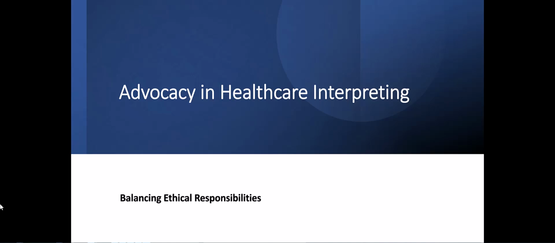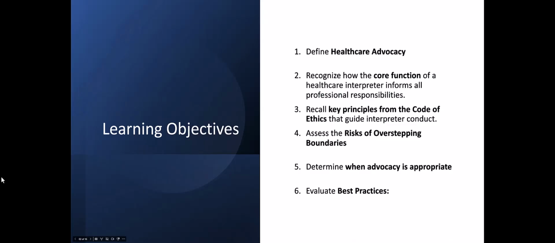In this presentation, we are going to take a look at how interpreters can balance ethical responsibilities with advocating. We're going to start by defining advocacy in healthcare so that we can better understand what advocacy entails in a healthcare setting, especially for patients facing linguistic and cultural barriers. We're also going to once again describe the interpreter's primary role, the core function, which is to deliver accurate, impartial communication, and how this informs all professional responsibilities.